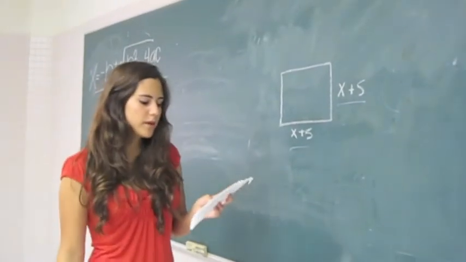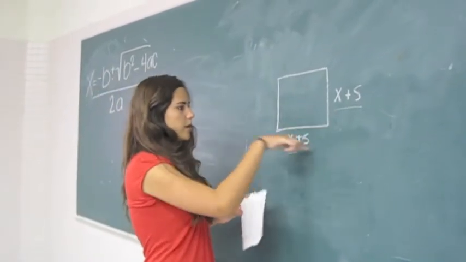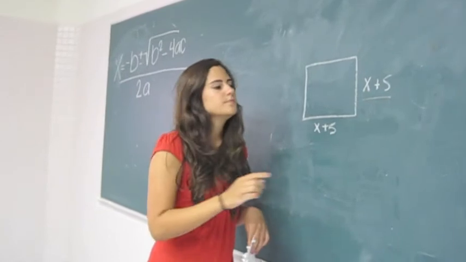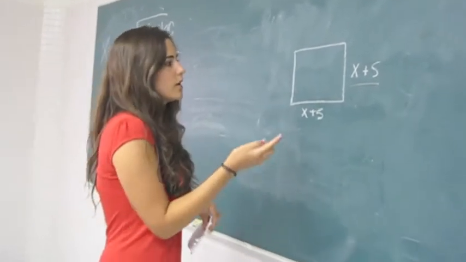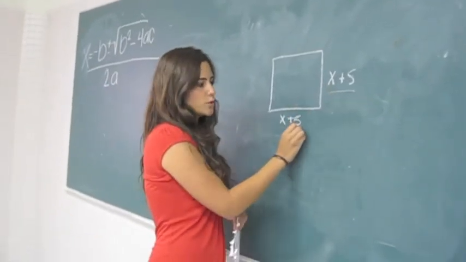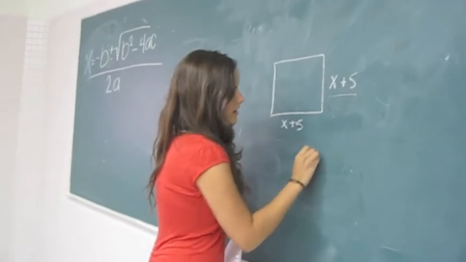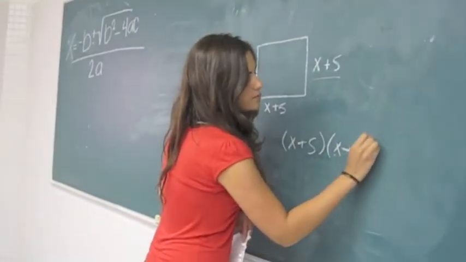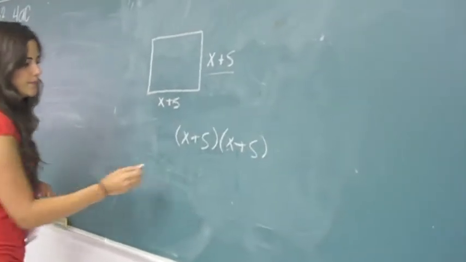The polynomial that represents the area of the square garden if the sides have x plus 5. So the thing that you have to do is multiply two sides. So it's x plus 5 times x plus 5. FOIL. And you have to do FOIL.